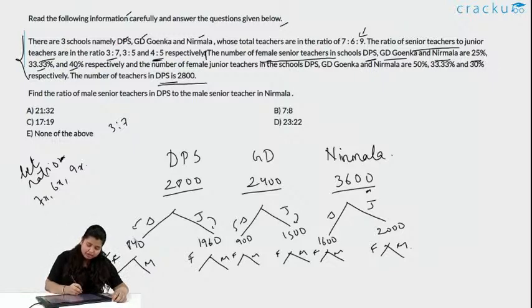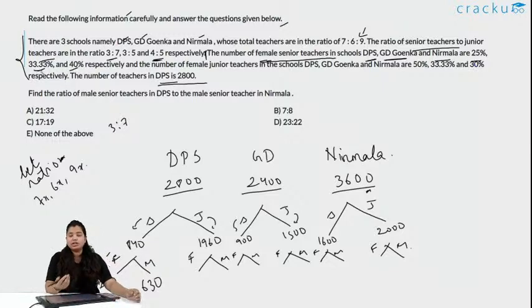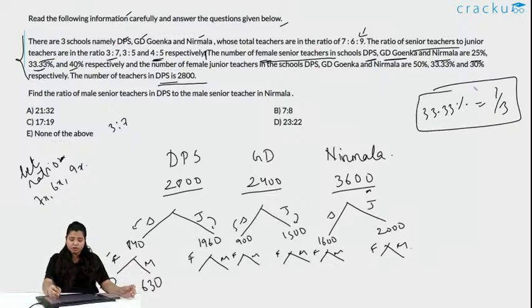So, female is 25%. What is 25%? 25% is 1/4. So, what is 1/4 of 840? It is simply 210. Now, when you subtract this, you get the male number. Now, female senior teachers for GD Goenka is 33.33%. What is 33.33%? It is equal to 1/3. We all know this. So, 1/3 of GD Goenka senior teachers is 1/3 of 900.